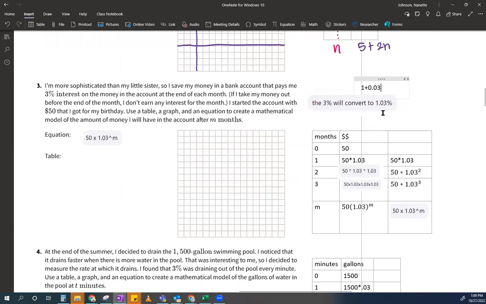Is there a spider on my screen? Not on my screen. Oh, that's an asterisk.